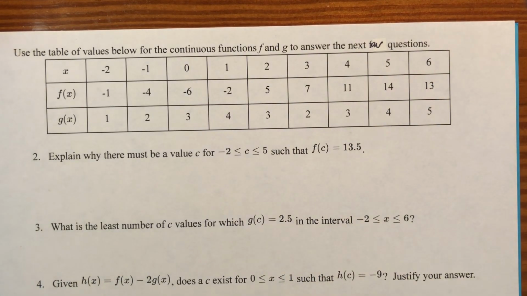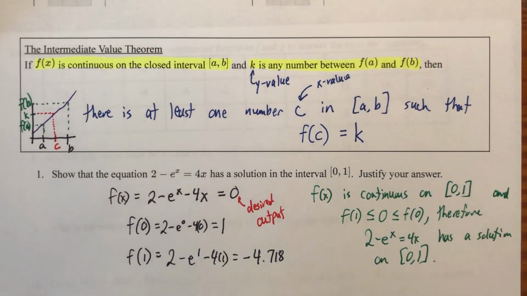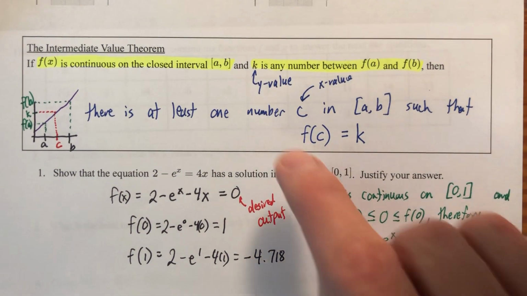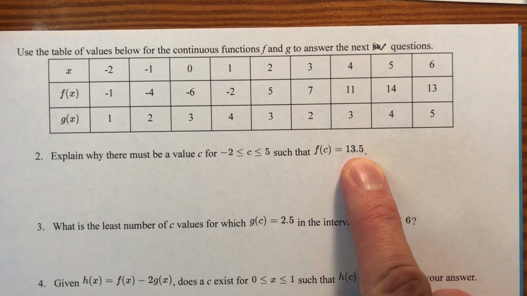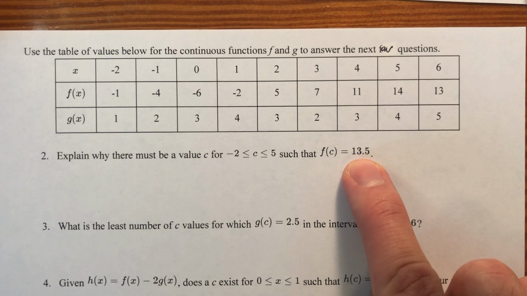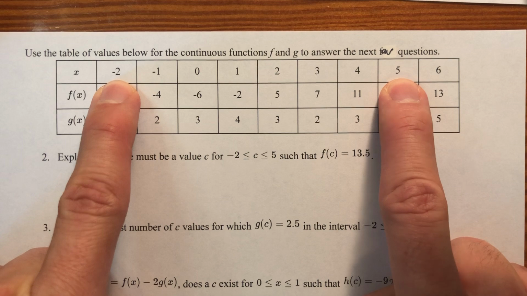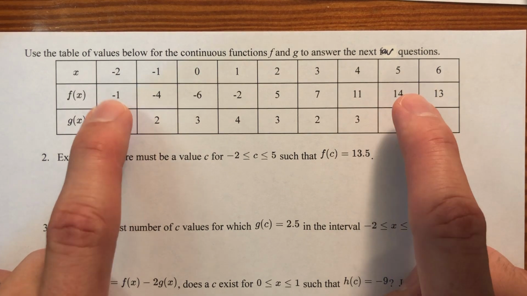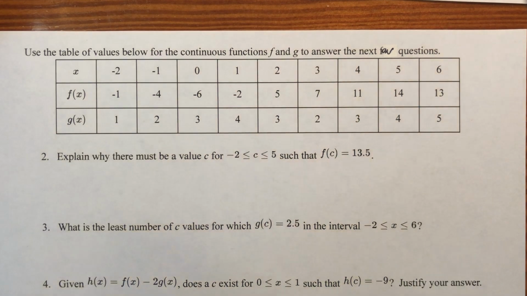Condition number 1, do I have continuity? Yes, they said so. Do I have betweenness? The number they want me to find, 13.5, the output, had better be between the outputs that I'm given. Okay, is 13.5 between the outputs associated with these 2 inputs, -1 and 14? Is 13.5 in between -1 and 14? Yes. There you go. Explain why? I just did. So let's do it.